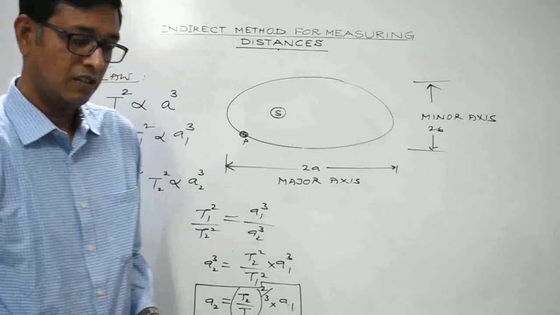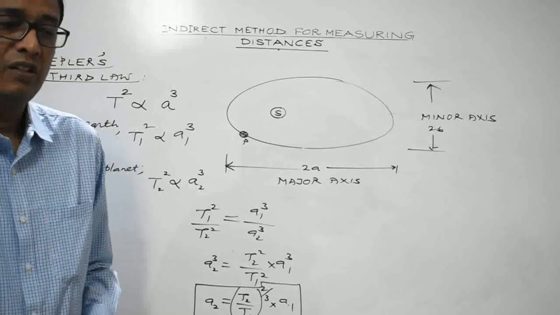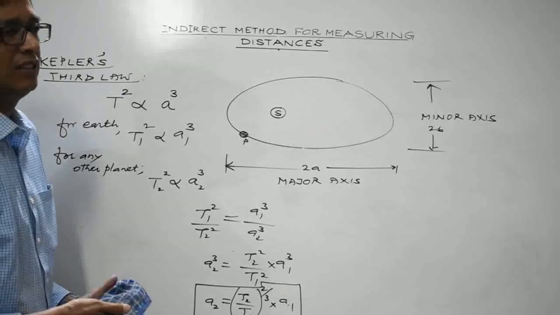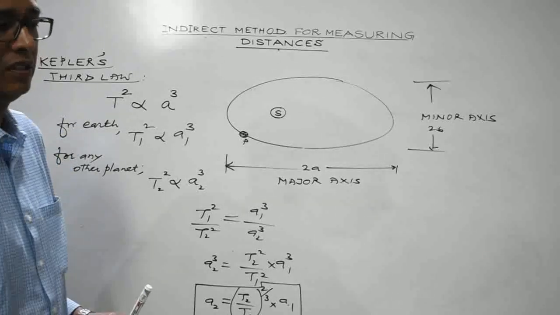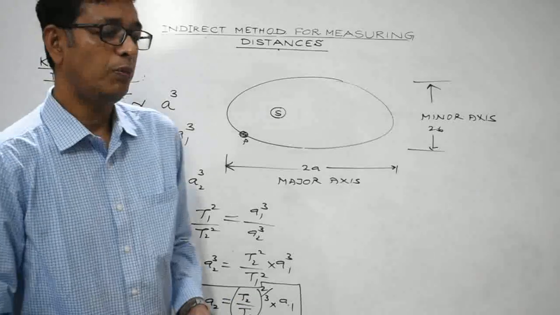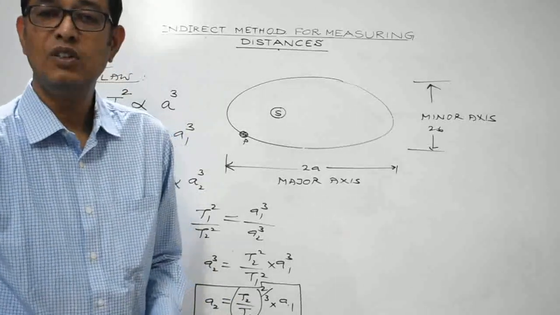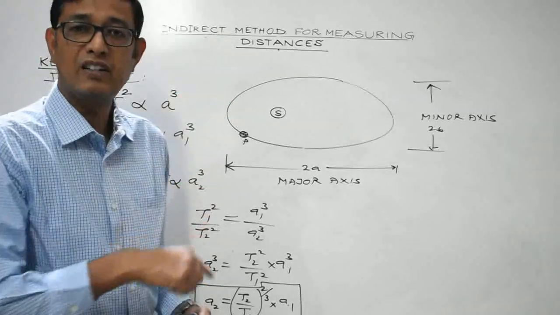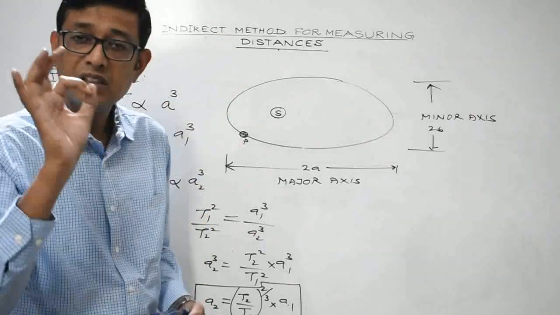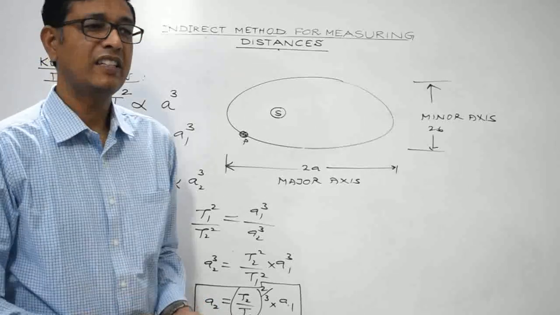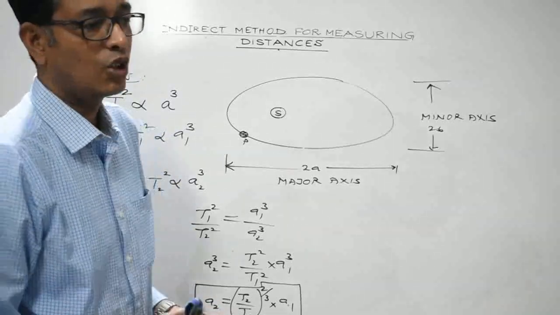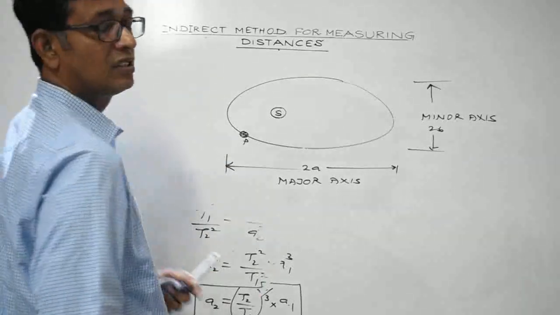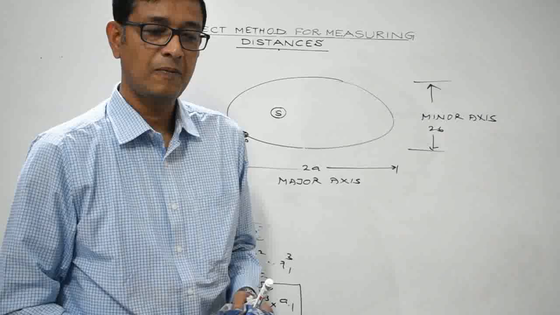There is another method as well, which is known as Copernicus method, right? And there are certain drawbacks in this method. The first drawback is that Copernicus method is valid only when we consider the path of the planet revolving around the Sun to be circular. And the second drawback is that Copernicus method can be used only to find out the distance of inferior planets.